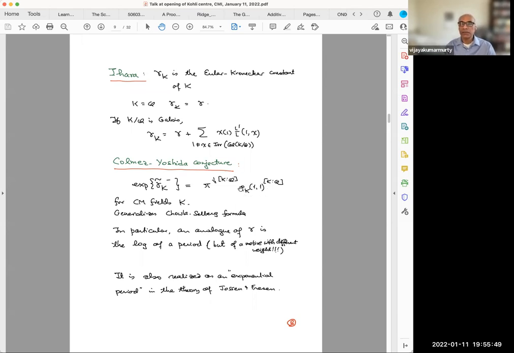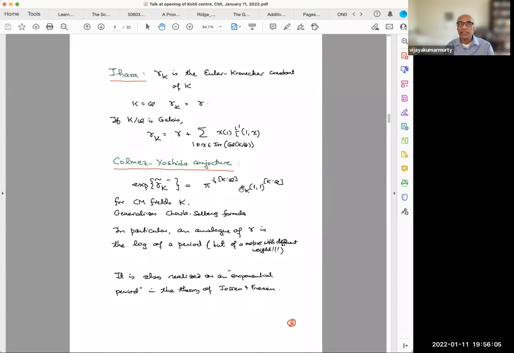This thing arises from geometry, but it's not a period in the classical sense. Here's a differential form on a variety and you integrate it on a cycle. It's virtual. So already you see the motive sort of peeking in here.